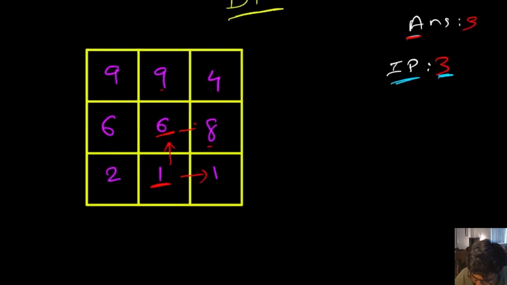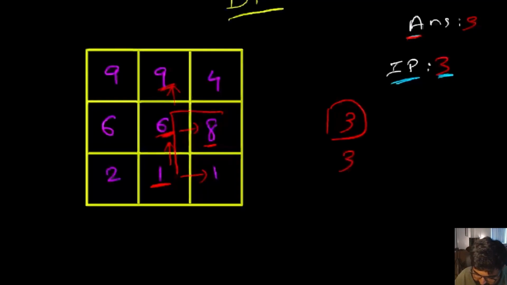So let's just first go to 8. Okay, now we went to the 8. From 8, can we go anywhere else? No. So in this case, for this particular path, the answer we found is 3. But we still have one more option, that from 6 we can still go to this 9. So even if we go from 6 to 9, we don't have anywhere else to go. So once again, the answer is going to be 3 as well.